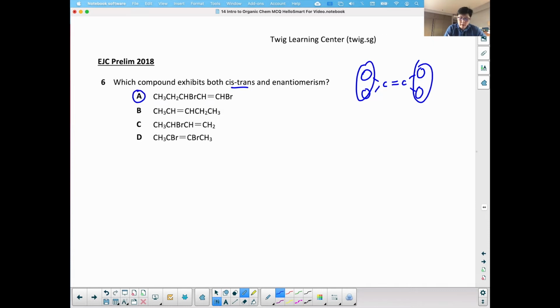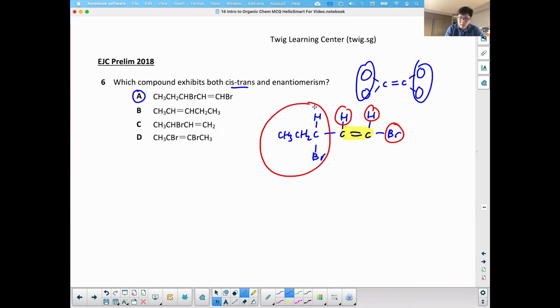All right. So if I draw it out nicely, CH3, CH2, CHBr, isn't it? So CH double bond CHBr, right? So you can see that this part would have cis trans, right? Because these two groups are different. This and this are different. H and this group are also different. All right. Okay, and the chiral center is actually over here. This is the chiral center. This carbon has 4 different groups. Okay, so the answer is A.